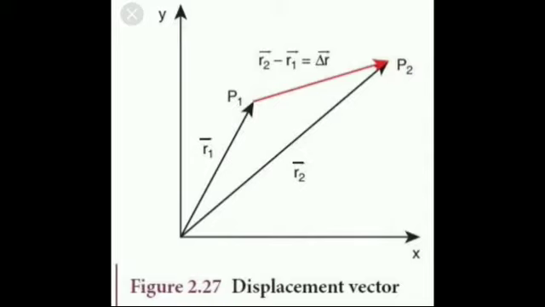How will we calculate the magnitude of displacement? Delta R vector is equal to vector R2 minus R1. That's all.